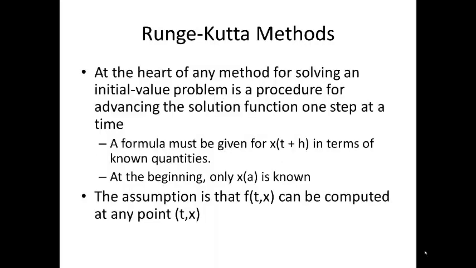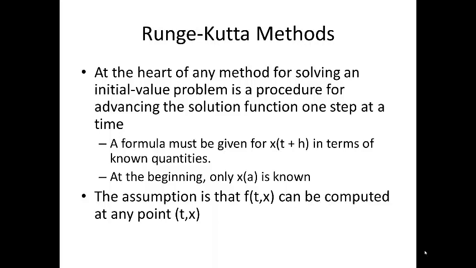At the heart of any method for solving an initial value problem is a procedure for advancing the solution function one step at a time. So, a formula must be given for x of t plus h in terms of known quantities. And at the beginning, we only know x of a. The assumption is that f of t comma x can be computed at any point t, x. And as examples of known quantities, we can cite x of t minus h, x of t minus 2h, etc., if the solution process has gone through a number of steps.